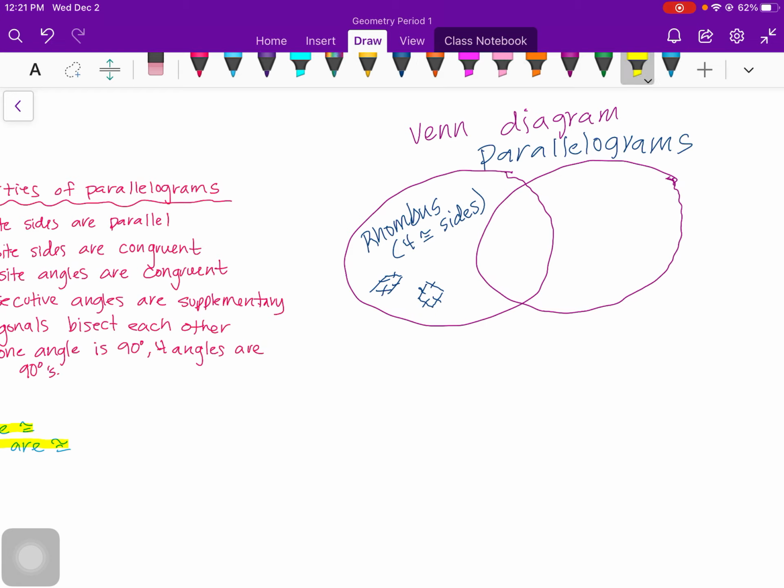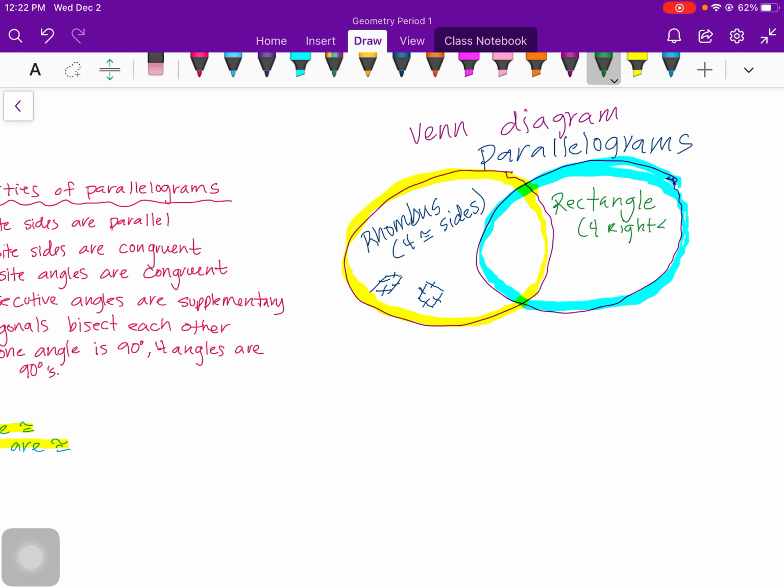So that's going to be, let's make that our yellow circle. So everything inside the yellow circle is a rhombus. And then we've got, let's make this one a blue circle. Everything inside the blue circle is going to be a rectangle. And remember, a rectangle has four right angles. So we can draw a few rectangles here to remind ourselves what those look like. They can be skinny or they can be bigger and fatter like this. But they're always going to have four right angles.